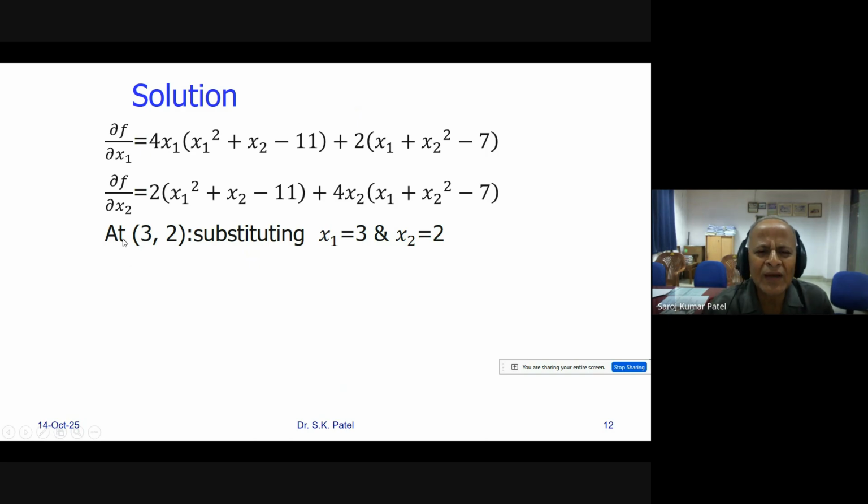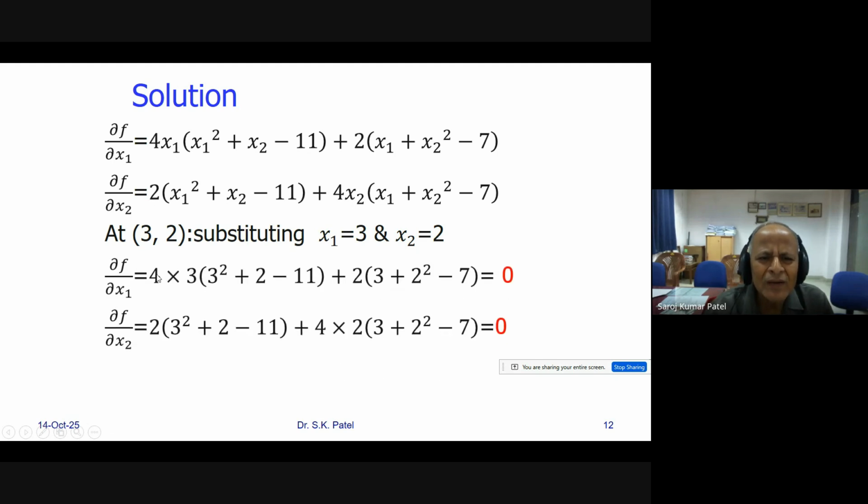So this is at (3, 2). Let us now find out the value of the gradient vector. Let us substitute x1 = 3 and x2 = 2. So we get 4 into x1 square, 3 square, plus x2 is 2, minus 11, plus 2 into x1 is 3, x2 square is 2 square, minus 7. When you simplify, you will get 0.